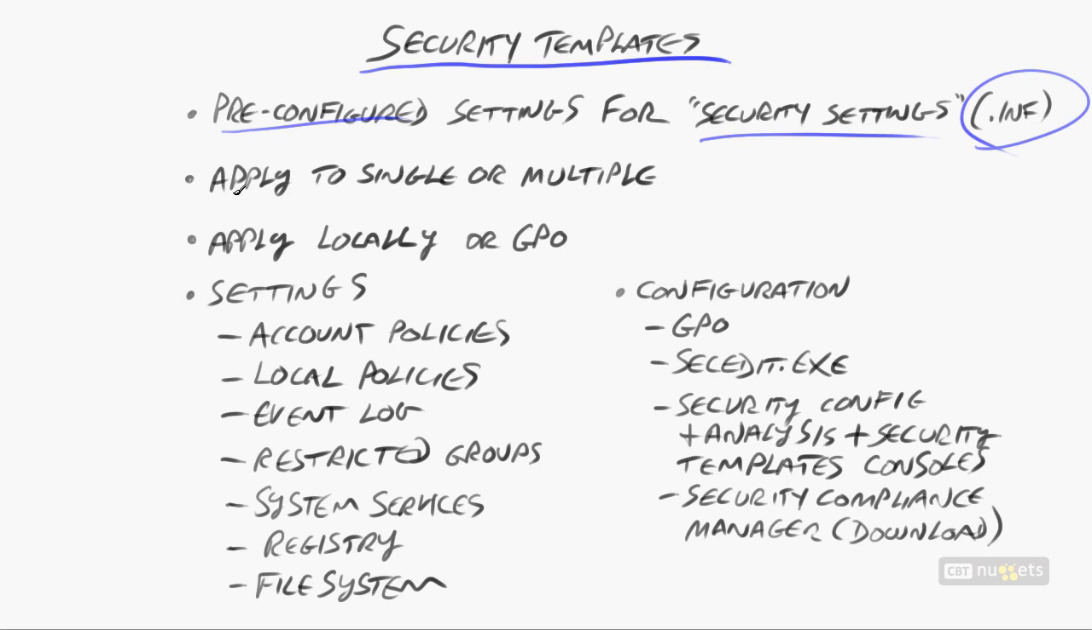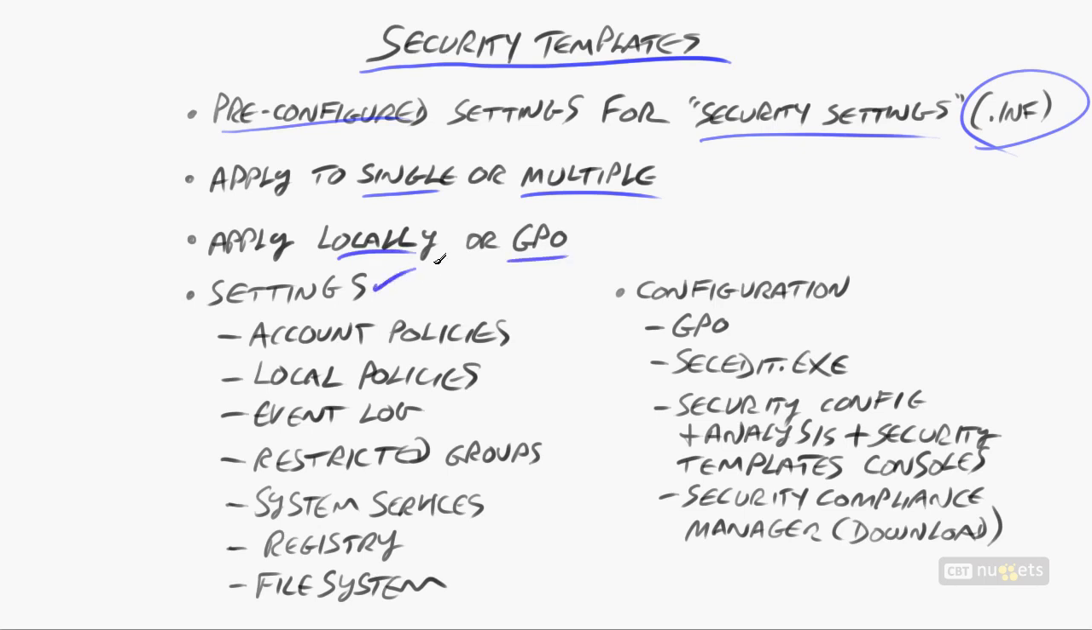Also, you can use this INF file to apply it to a single machine, as in a standalone or workgroup membership, or to multiple machines, either by applying it individually to each one of those machines, or by applying it to an Active Directory group policy object. And once you've applied it, of course, it then applies to its entire scope of management. That's what I mean when I say you can apply it locally or to a GPO.